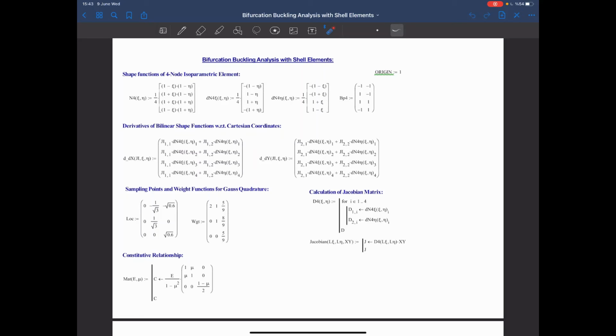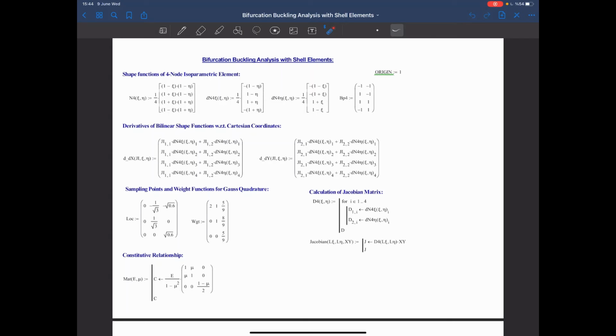Now let's see how we can perform bifurcation buckling analysis with the shell elements. So here again I will be using the shell elements that we formulated, but I made a small change. This shell element is composed of a bilinear thick plate element and a bilinear membrane element. I also added the drilling degrees of freedom by just adding a small stiffness to the drilling degrees of freedom.